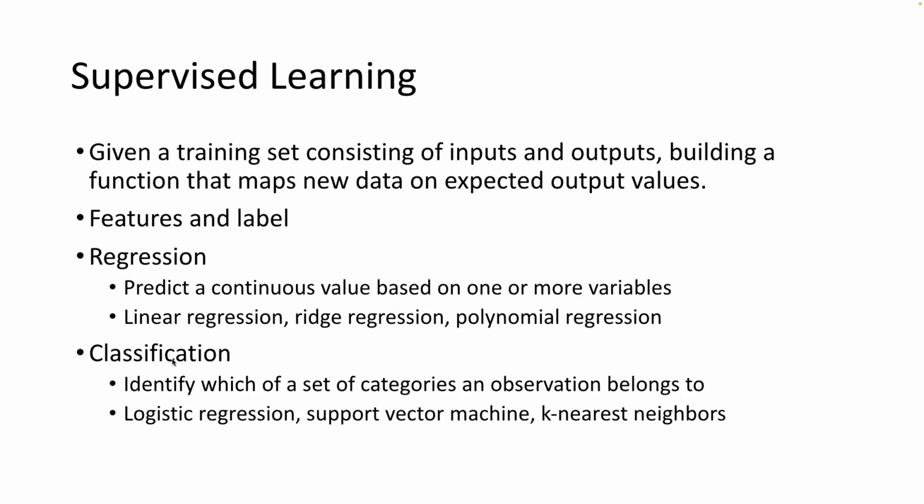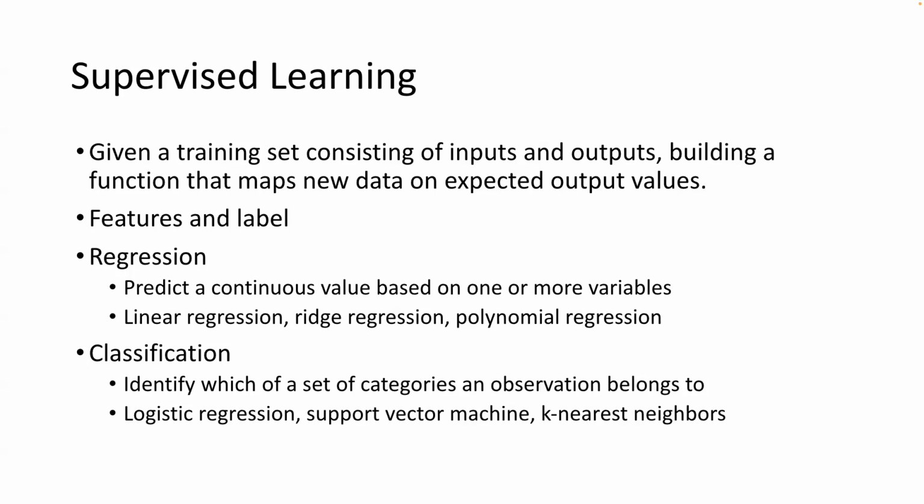And there are majorly two kinds of supervised learning. One is regression and one is classification. Regression is when we want to predict a continuous value based on one or more variables. That could be, for example, predicting house prices, or predicting the sick area in an organ. Some traditional approaches we often use, and that are still popular now, are linear regression, ridge regression, and polynomial regression.